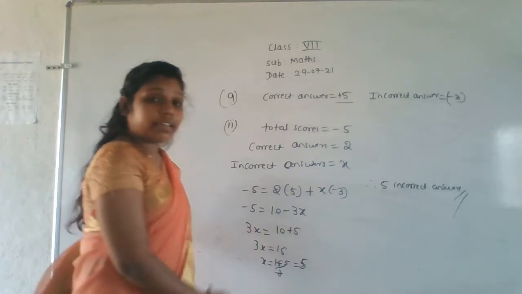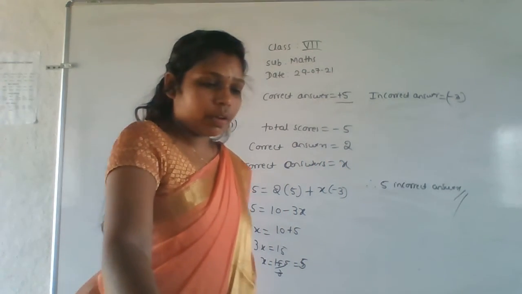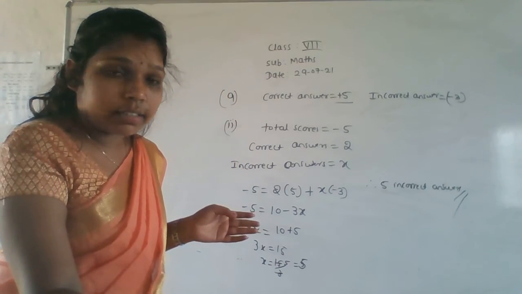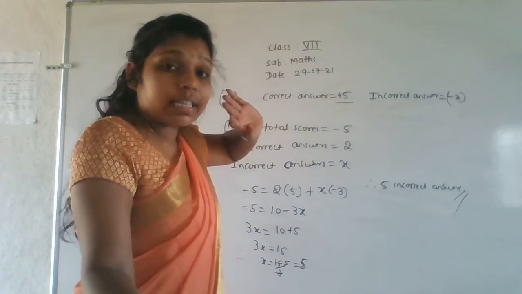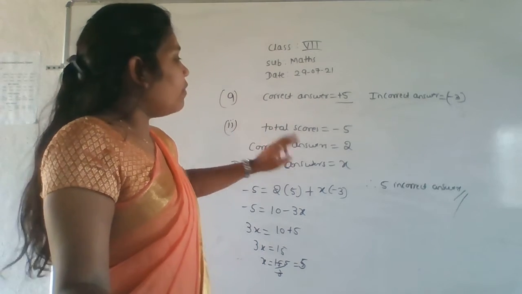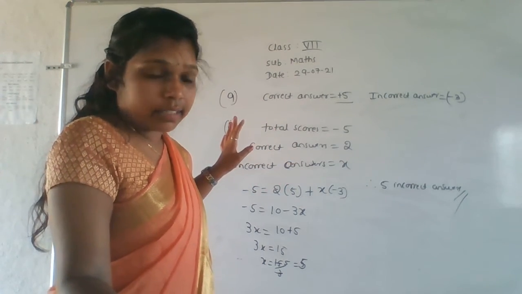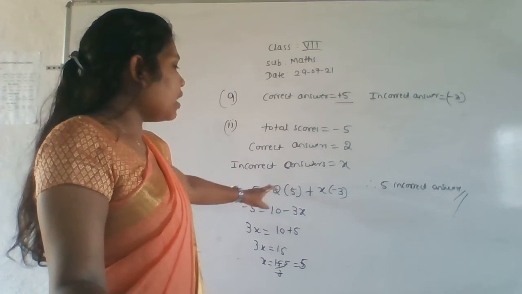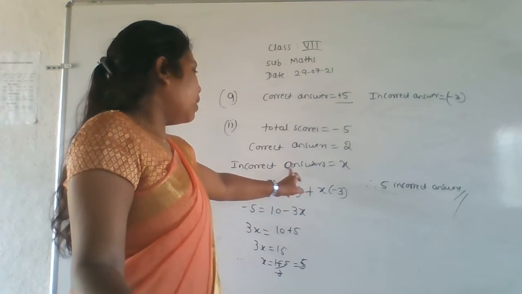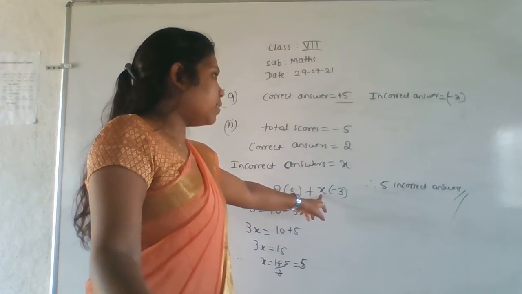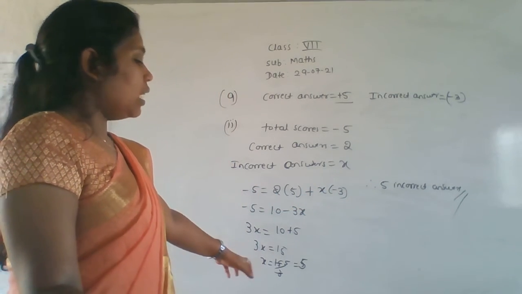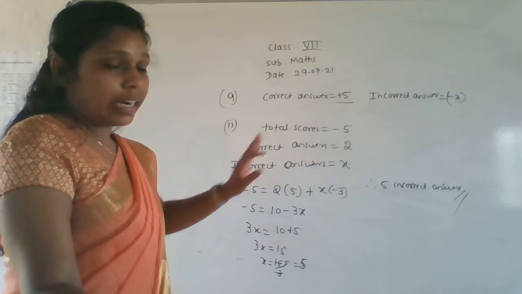Hope everyone is understanding what I am saying here. We are given a total score and the correct answers. For every correct answer there will be 5 marks, and for every incorrect answer there will be minus 3 marks. We have to find how many are incorrect answers. So the total score is minus 5 and the correct answers are 2, so we multiply with plus 5. Next, plus x into minus 3 for the unknown incorrect answers. After that, simplify the equation and we will get the answer, that is 5 incorrect answers.